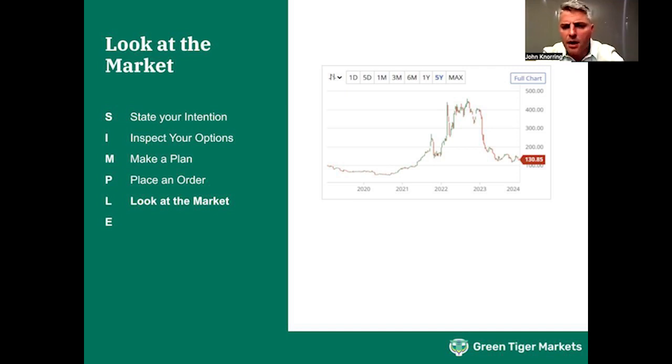So let's say the price of coal is falling. You've stated your intention, you want to hedge, you've inspected your options, you've chosen to use the Green Tiger Market's financially settled forward contracts. You've got your plan to get your hedge ratios up to a certain level. You've placed an order, and now you're looking at the market and you're seeing, oh, wow, the price of coal is falling. Or maybe the rainy season is really outperforming. Those two factors could easily cause the market to sell off.